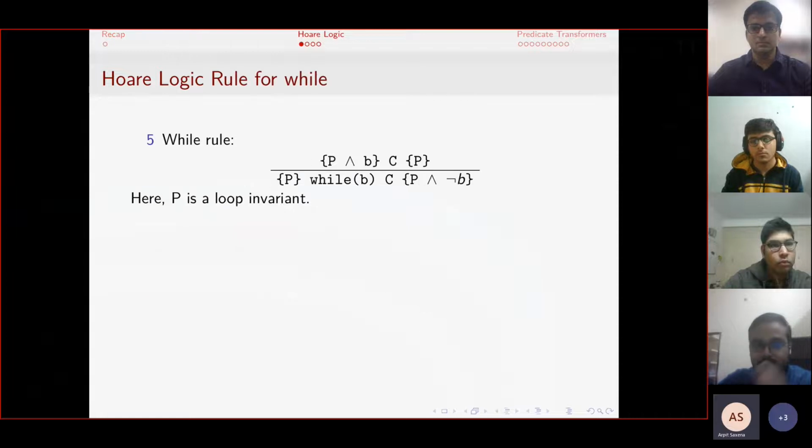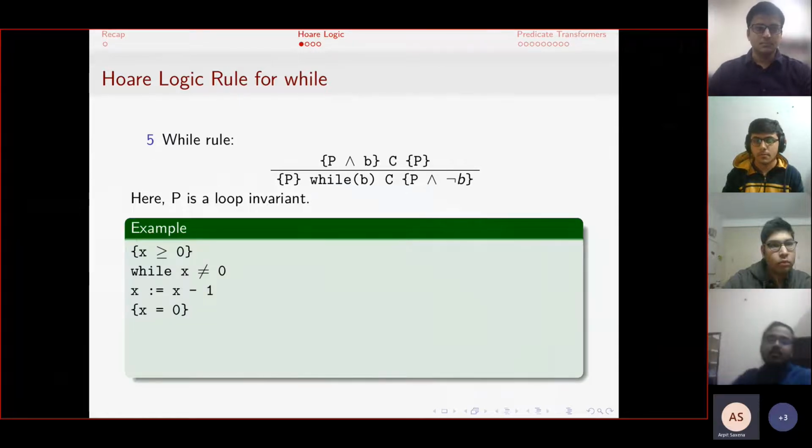So this week we are looking at the Hoare logic rule for while. The rule is that if the triple {P and B} C {P} holds, then the triple {P} while B do C {P and not B} holds. Here P is basically a loop invariant, because it stays invariant across each iteration of the statement.